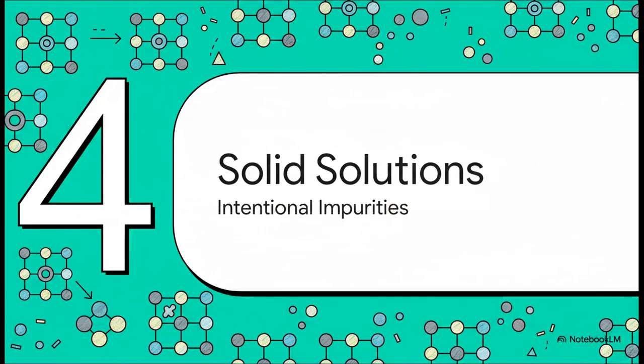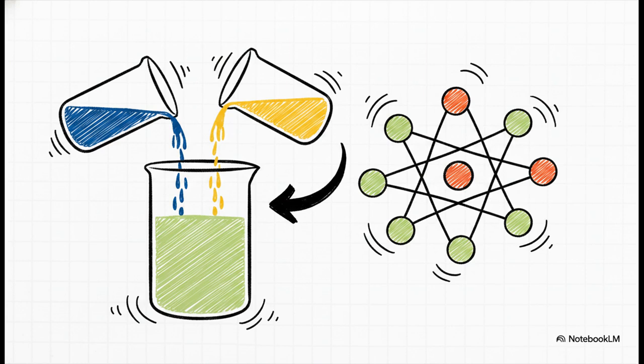Section 4. Intentional impurities, also known as solid solutions. So the crucial point we're getting to is that while nature gives us natural defects like vacancies, as material scientists, we don't just sit back and accept them. We actually intentionally introduce our own flaws. We call this alloying.